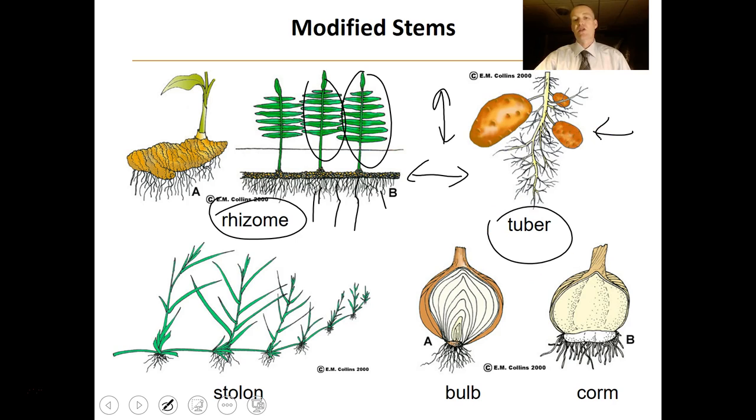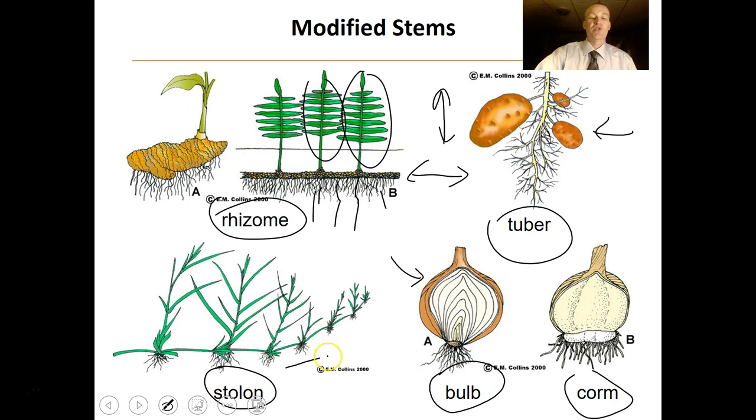We have bulbs and corms. You may be somewhat familiar with this, like an onion. And stolons are reproductive structures. These are stems that basically grow out, they produce roots, and if these things break off, they can produce brand new plants. So, kind of a form of asexual reproduction.